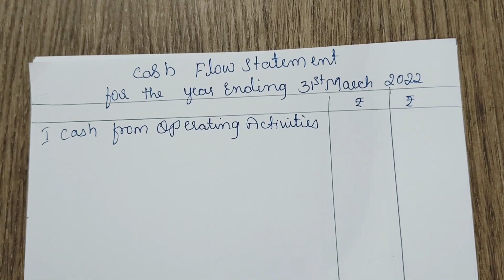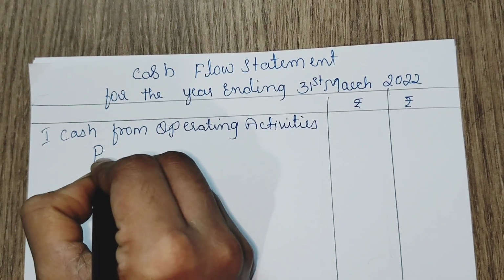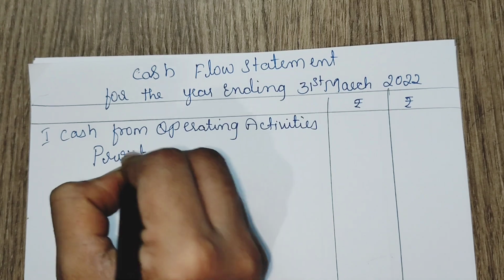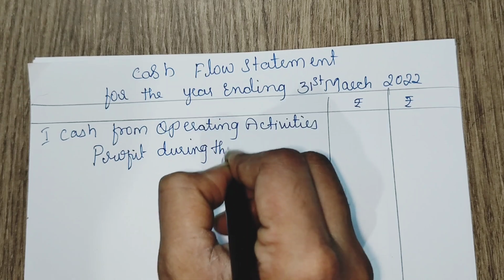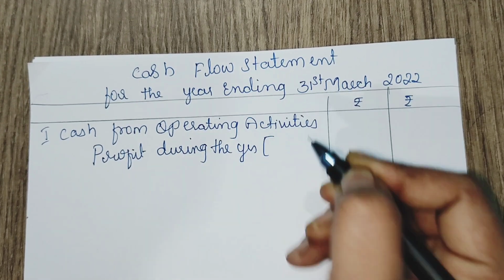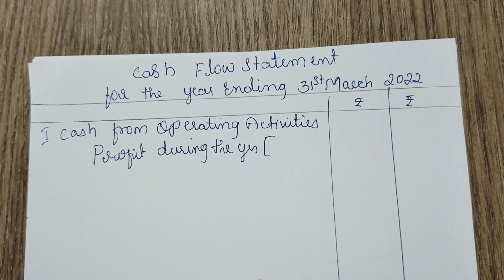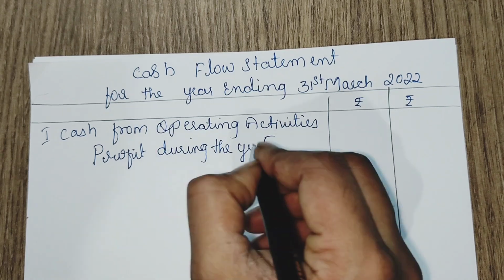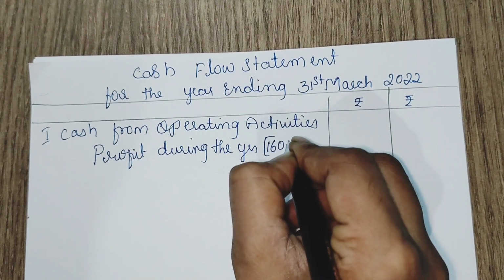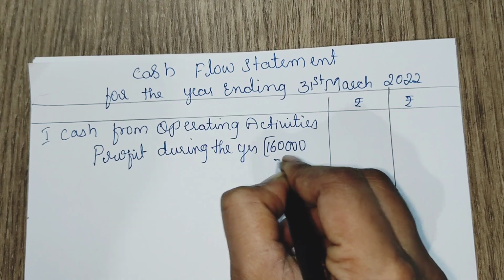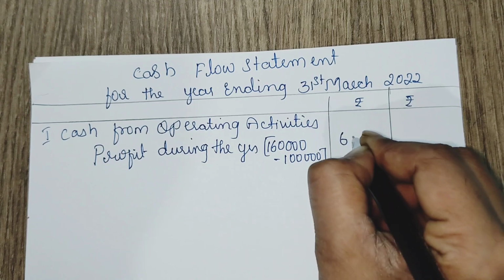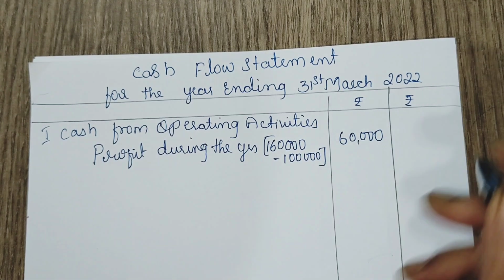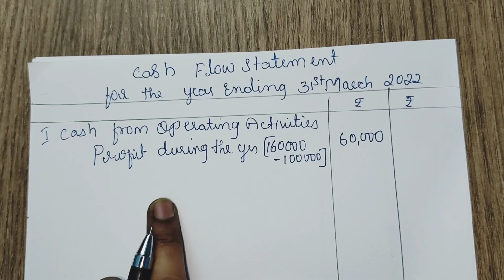Cash from operating activity, first we are taking the profit into consideration. Profit during the year. Here what are you considering? The changes. The previous year and the current year, you are doing the comparison. The current year profit is 1,60,000 and the base year it is 1 lakh. The difference is 60,000. This is your profit during the year.